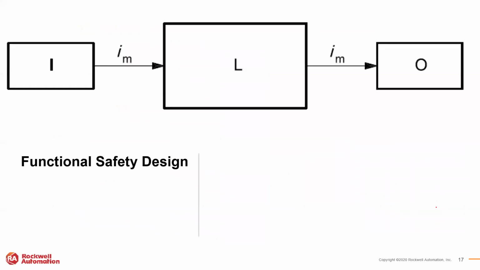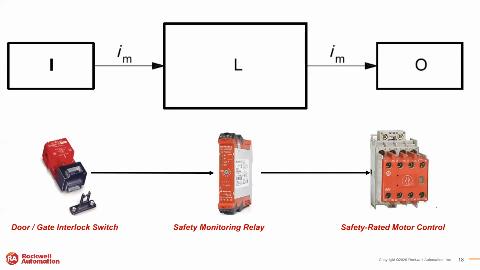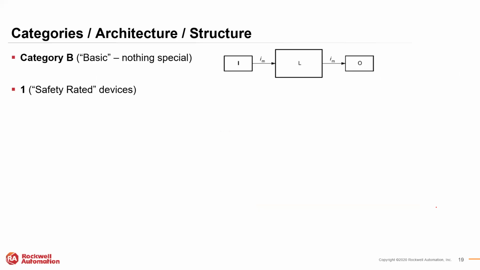So what that looks like from a category standpoint is we need to decide whether or not we need redundancy or category, how much diagnostics, and then how reliable or highly rated those components in the system need to be. In other words, safety rated devices. And a few other system design criteria as a score for common cause failure. So back to our example of a simple door switch and a relay and a contactor. This might be either category B or probably at least category 1.